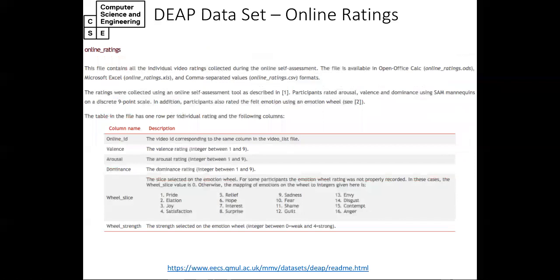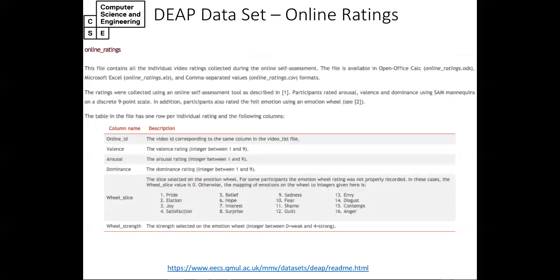I'm going to show you 4 of the parameters here in some detail. The online ratings. Again, these were the ratings for the 120 videos that 14 to 16 volunteers did. They assign each of those 120 videos an ID. ID is a number between 1 and 120.